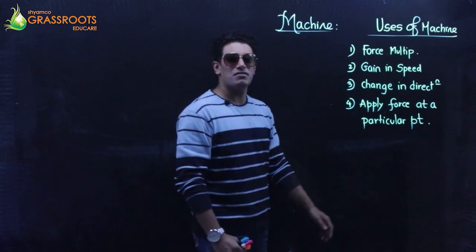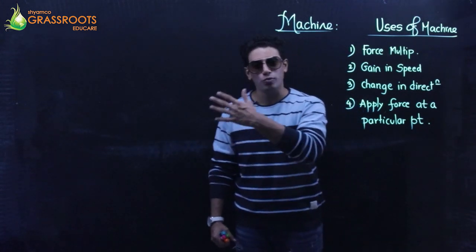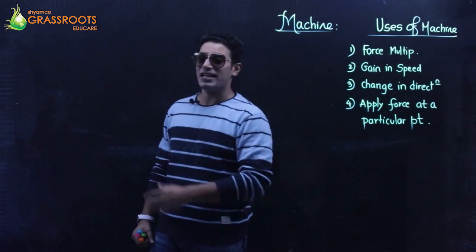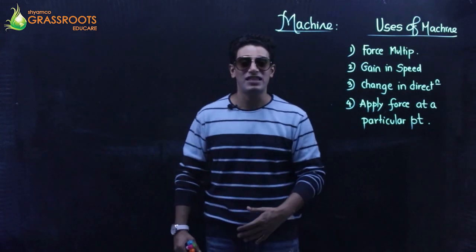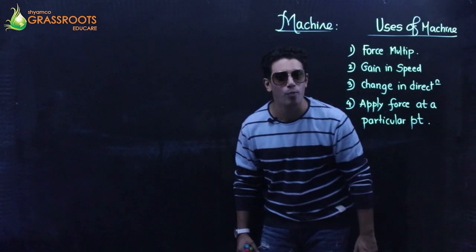Second, gain in speed. Simple example. I have to go to my friend's place. Yeah, I'm taking a bicycle. Bicycle's a machine. That's it, simple. I reach faster than walking all the way to his home.